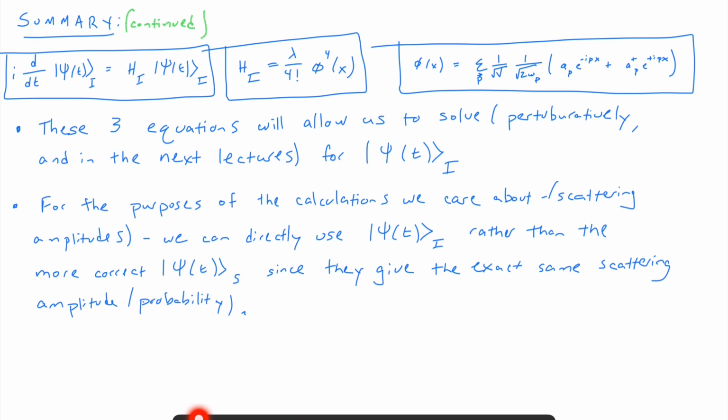For the purposes of our calculations we care about, scattering amplitudes, we can still just use this instead of the really technically more correct this, which is the Schrödinger picture, since when we actually calculate the transition amplitudes by taking the inner product of this with Fock states to calculate probabilities of getting different particular results in our particle accelerator, they give the exact same scattering amplitude and probability.